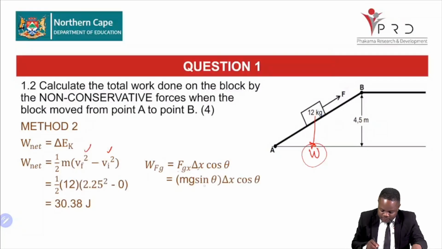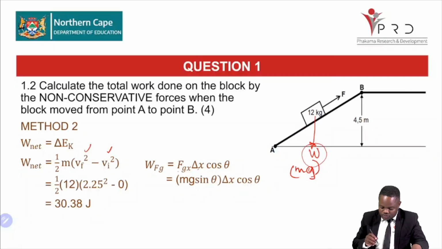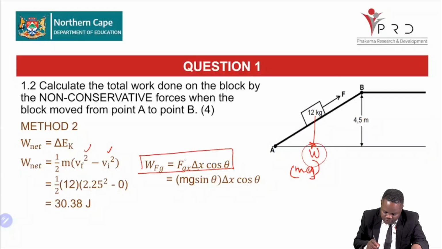So let's start by calculating the work done by our weight there, which is going to be mg sine theta. Let me assist you there. Our weight is mg, grade 12, mass times acceleration due to gravity. Or maybe let's start here to assist you again. Work done by our weight is the weight, which is our Fgx there, times your delta x, which is our displacement, multiplied by cos theta.